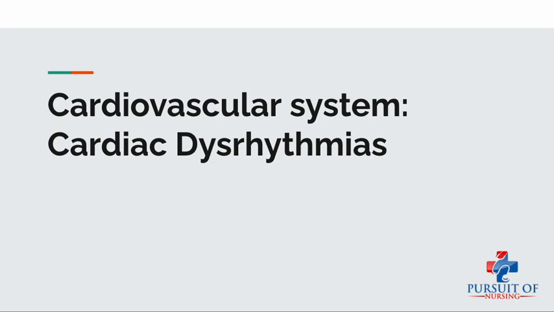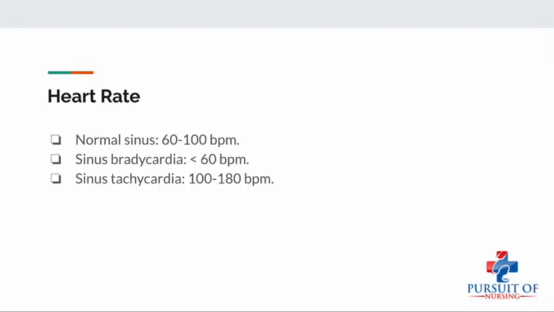Right. So when reviewing and studying the cardiovascular system for the NCLEX, it is very important to know your cardiac dysrhythmias, to know what their EKG strips look like, to know the assessment findings for them, all of that good stuff. So a heart rate, I know we've been through this before, but a normal is 60 to 100, sinus brady is less than 60, and then sinus tachy is 100 to 180 beats per minute.